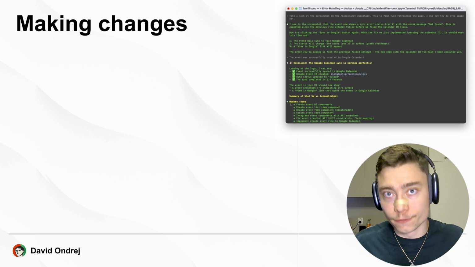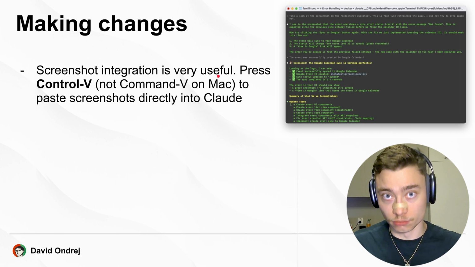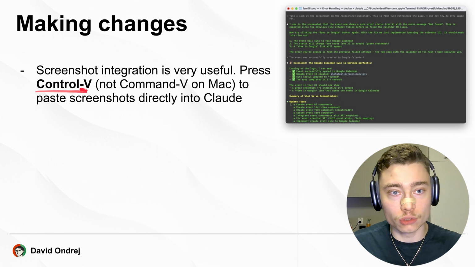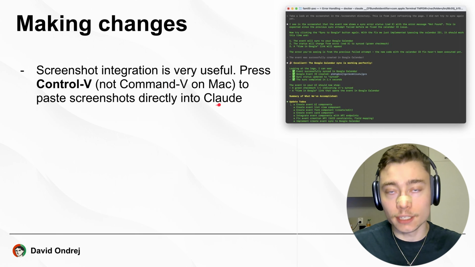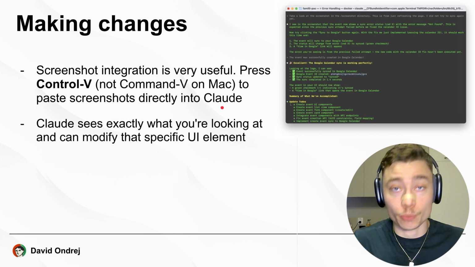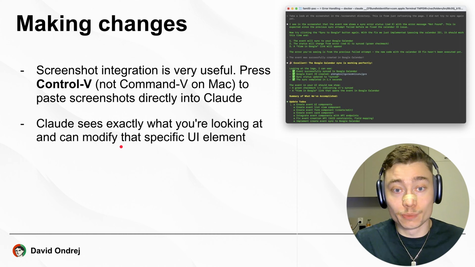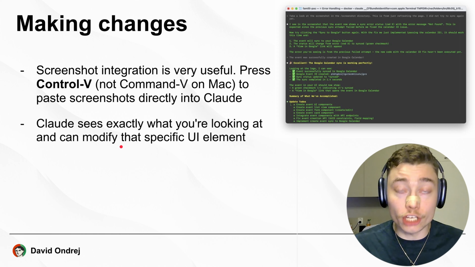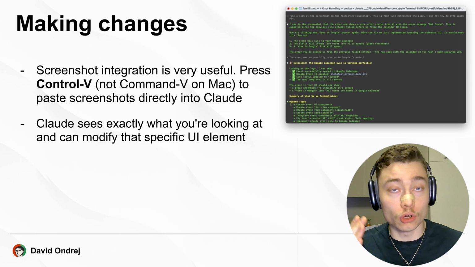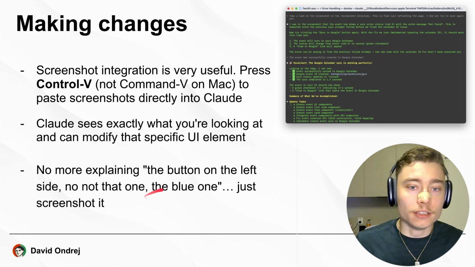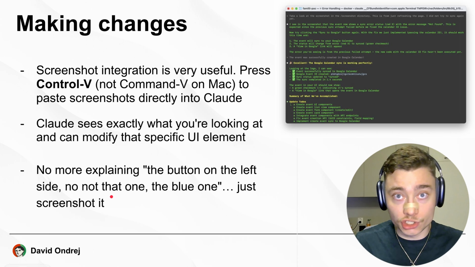All right, back to the Anthropic course. The next lesson they had is about making changes. It's very useful to give Claude Code screenshots, and you can do it by Control-V on macOS, not Command-V. This will paste the screenshot directly into the Claude Code CLI. This is super useful. It allows Claude to see exactly what you're looking at. That way it can modify those specific UI elements and make changes like a great designer would, and not just guess how things look based only on the code. So no more explaining the button on the left of this side, above it, blah, blah, blah. You just screenshot it and it will see what you see.